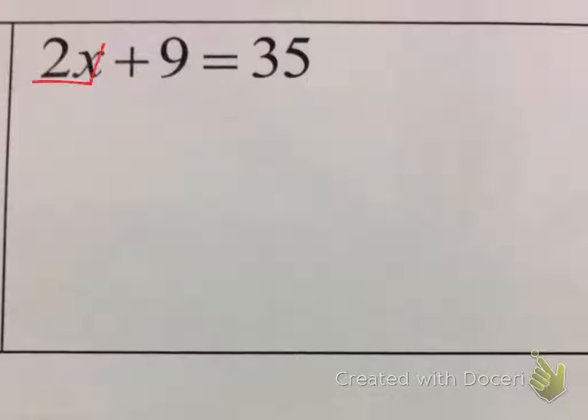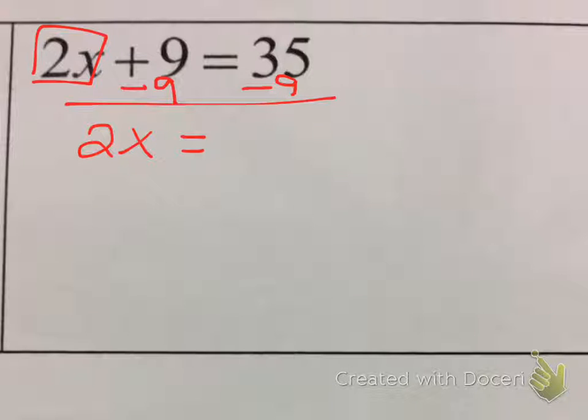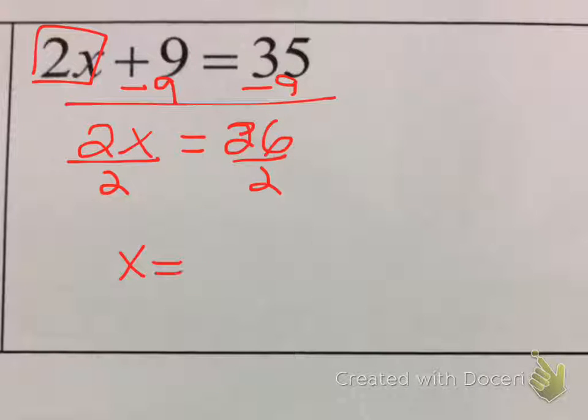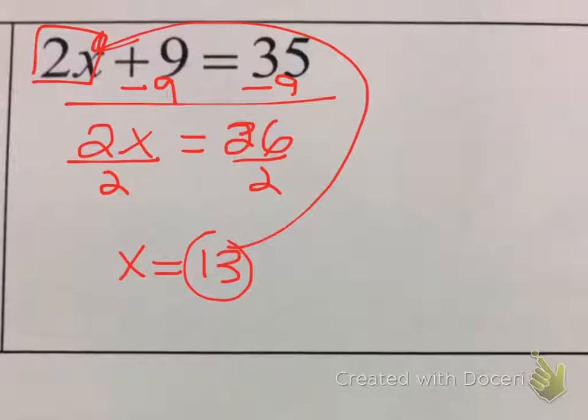In order to isolate the variable, we're going to have to get rid of the 9 first. So we're going to subtract the 9 to the other side. We're going to have 2x equals 26, because 35 minus 9 is 26. And then we're still just going to isolate the variable there. In order to do that, we have to get rid of the 2 on the x. The 2 is multiplied, so we're going to divide both sides by 2 and get x equals 13. Now, if I ever wanted to know if I were doing that correctly, I could just take this number and substitute it back up here into the top to make sure that it works.